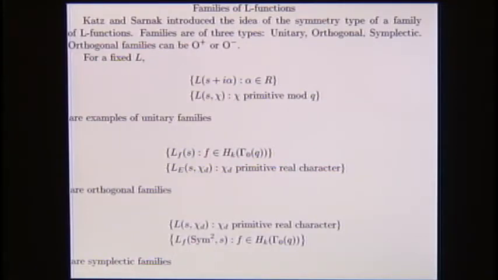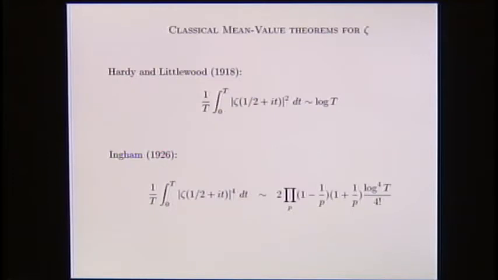Or if you did, say, the symmetric square of, say, a Hecke, so these are the newforms, the Hecke eigenforms for gamma naught q, let's say. Okay. All right, so let's start with the zeta function.